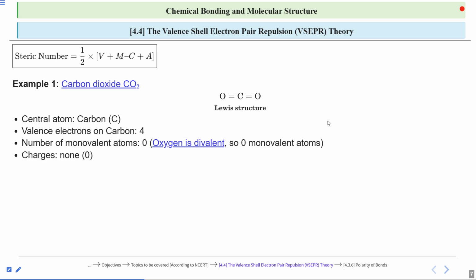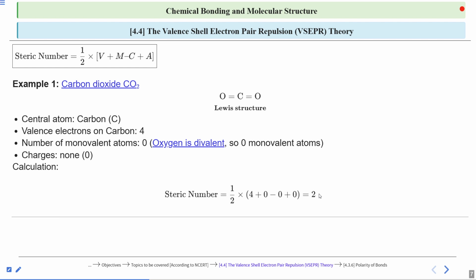Now moving on to the charge, there is clearly no charge on this carbon dioxide. It is completely neutral. Therefore, we can calculate the final steric number. So what will be the steric number if you put all these values here? This steric number will come out to be 2.